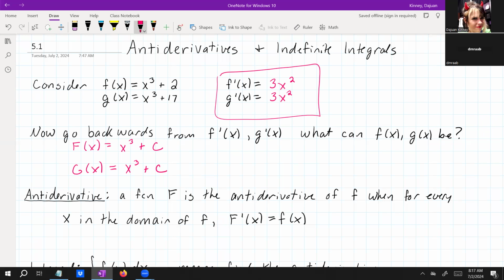Okay. So if we want to define the antiderivative, a function F is the antiderivative of little f when for every x in the domain of little f, F prime of x equals f of x. Makes way more sense when you read it to yourself and not out loud. Antiderivative. Just go backwards.